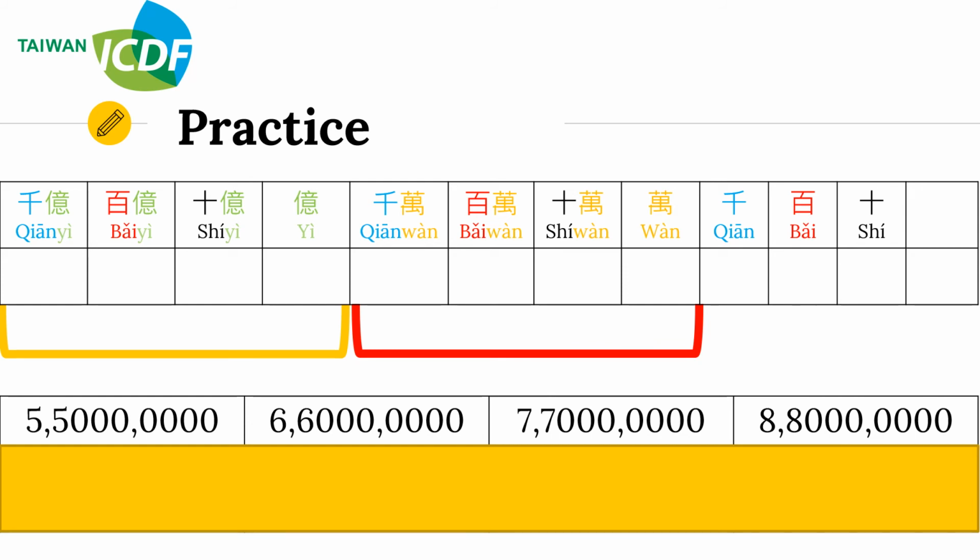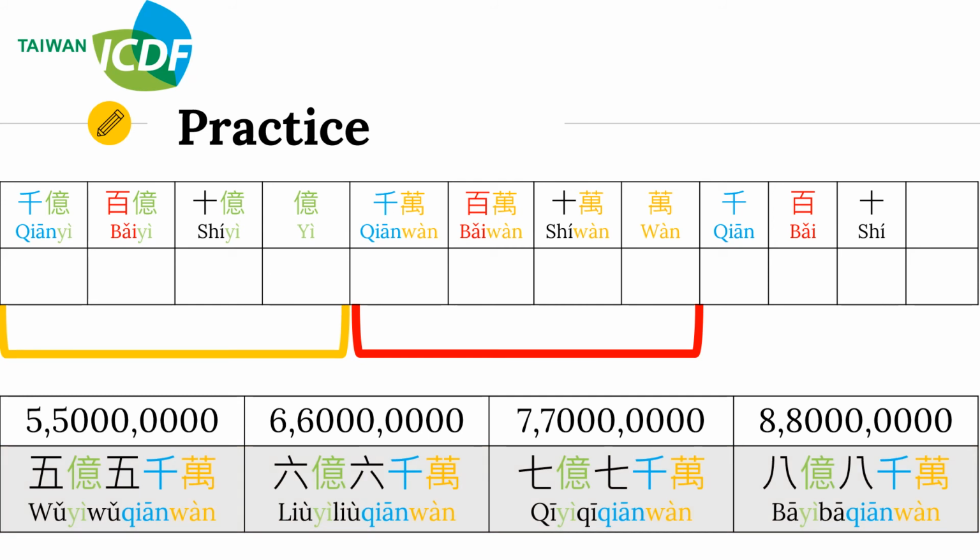Let's do some practices together. There are several numbers below. Please transcribe them into Mandarin. You could pause this video first if you need more time. The answers are 5亿5千万, 6亿6千万, 7亿7千万, 8亿8千万.